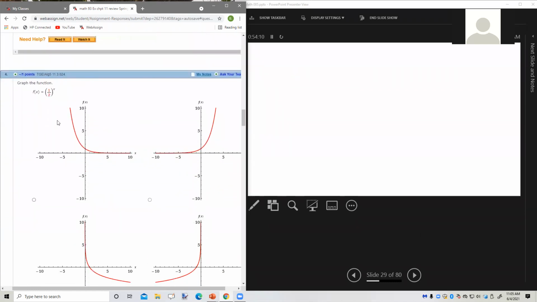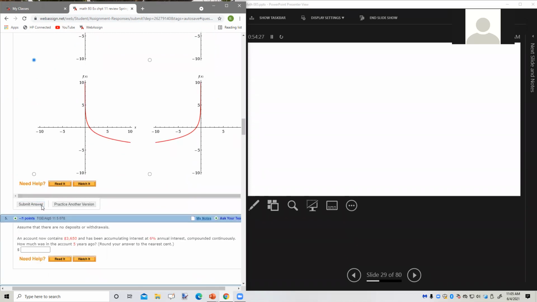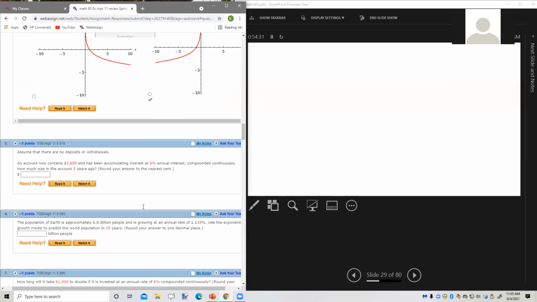All right, same thing here, 1/2 to the x. It's got to be decreasing. This one isn't going to work. Well, the range is going below 0 because this has a shift on it. So it's got to be this one. Okay. All right, so much for graphing. Let's take a look here.